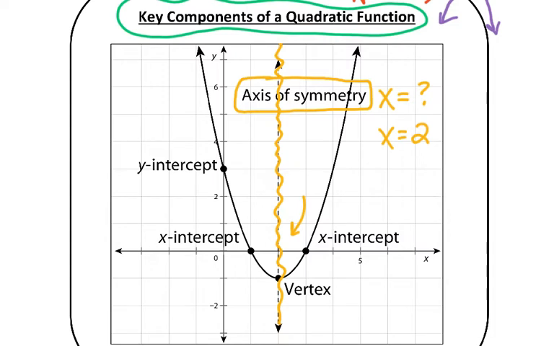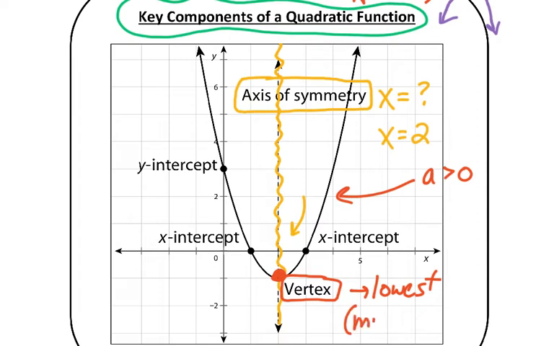Also notice that we do have our vertex, which, because this parabola is opening up, must mean our a value is positive. And if our vertex is down here, that means this is our lowest point in this parabola. When this one opens up, the vertex is the bottom or lowest point, or a lot of times we call it the minimum.